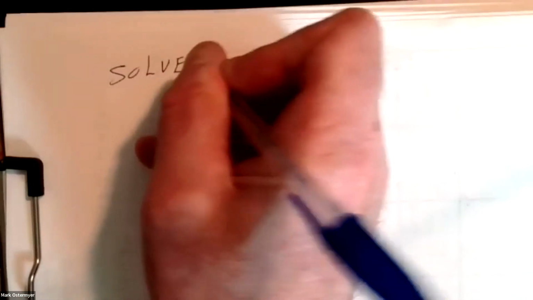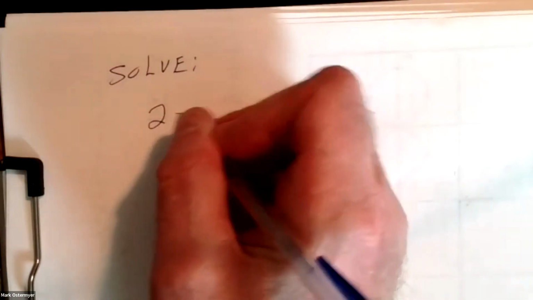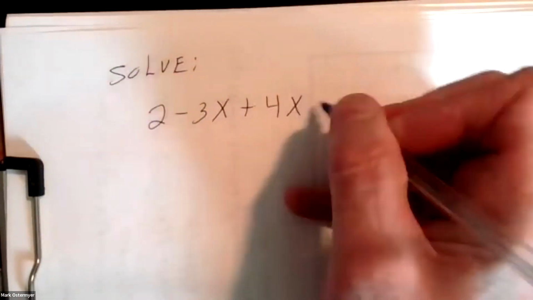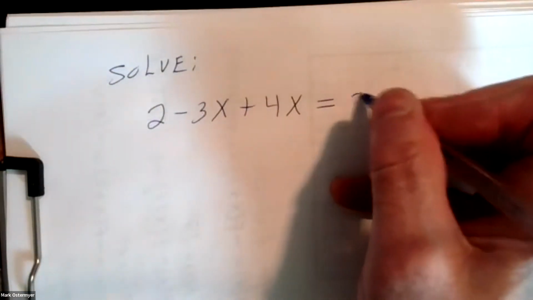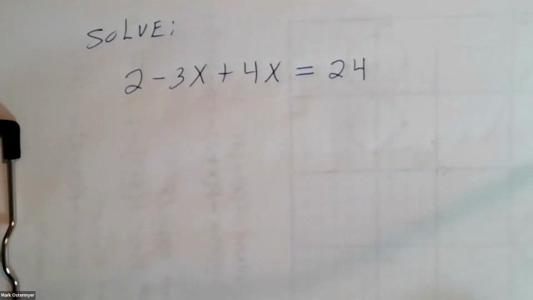Now, there might be times, ladies and gentlemen, when we have to simplify one and or both sides of our equation before we utilize the addition or subtraction property of equality. It happens all the time. So suppose that I have this equation here, 2 minus 3x plus 4x. And that's going to be equal to, let's say, like 24. I want to solve this equation for x.